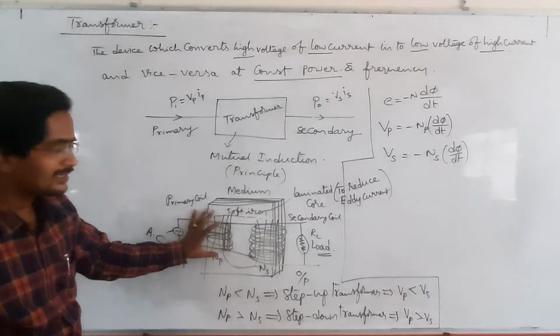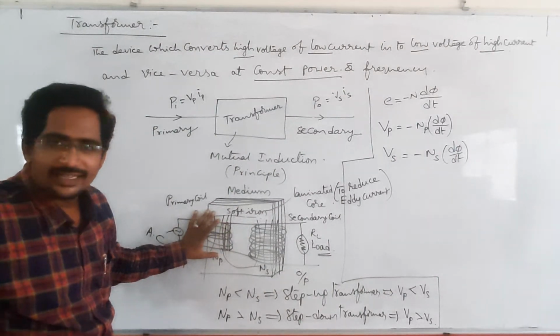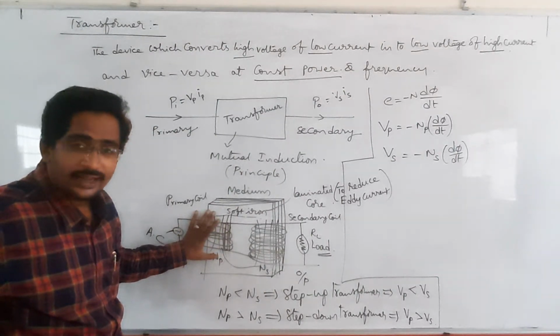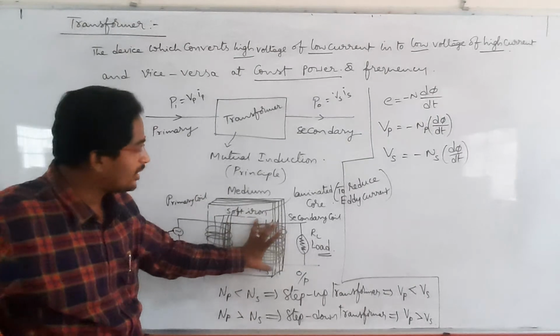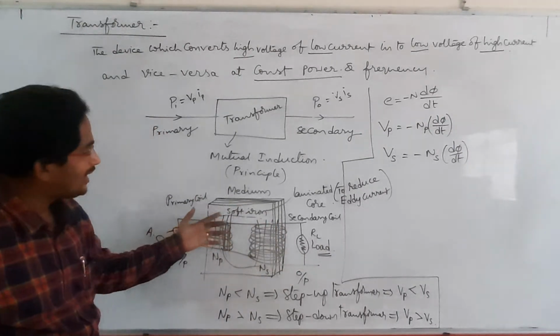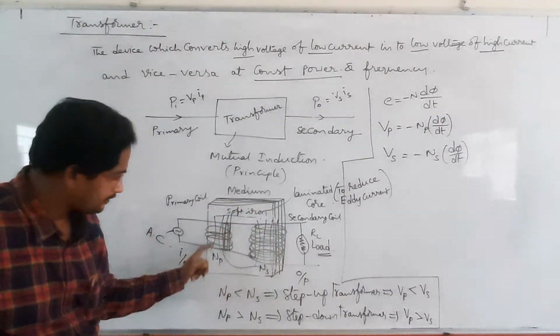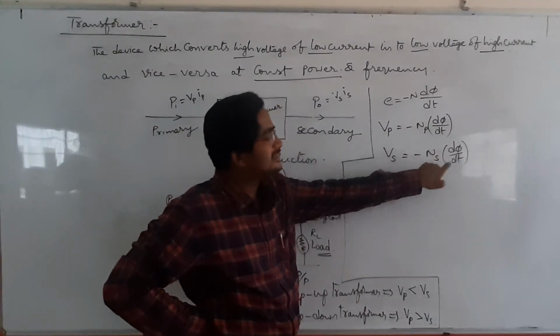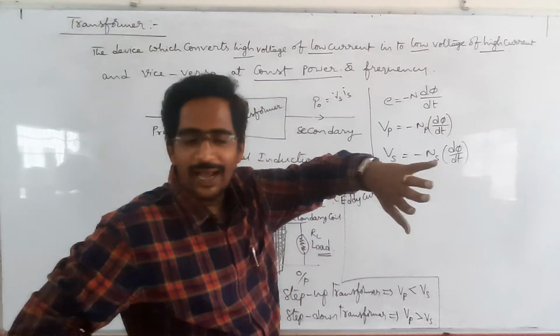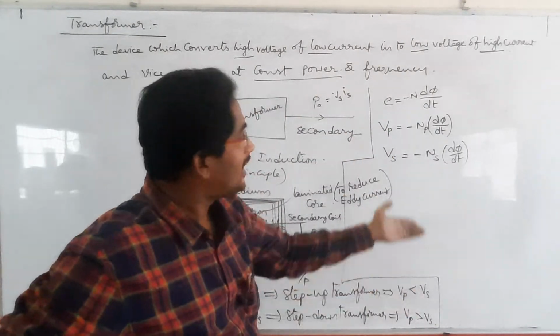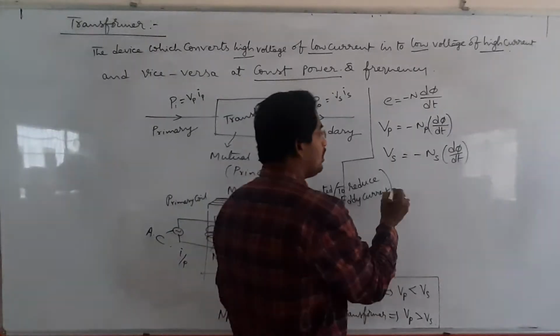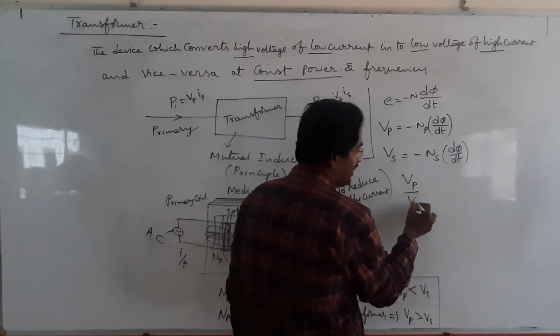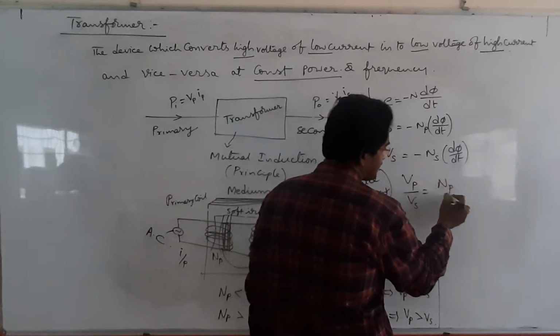The flux varies in the primary coil in the same way it varies in the secondary coil, because it is completely linked through this medium. By that, the d phi by dt value will be the same for primary as well as for secondary. By that I wrote it like that. Now, Vp by Vs equal to what here? Np by Ns.